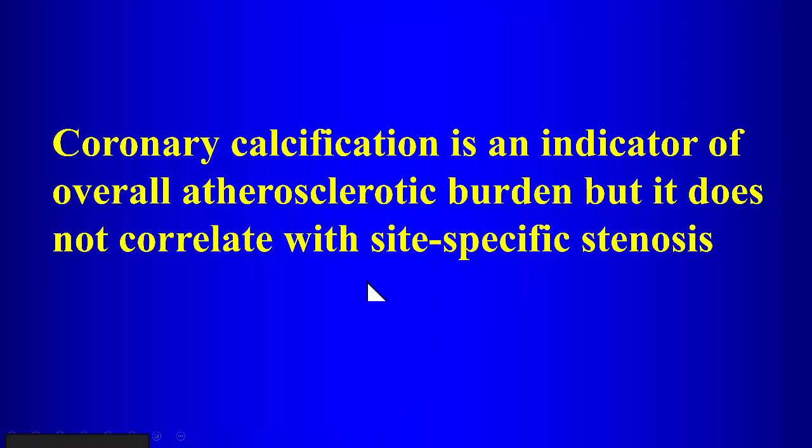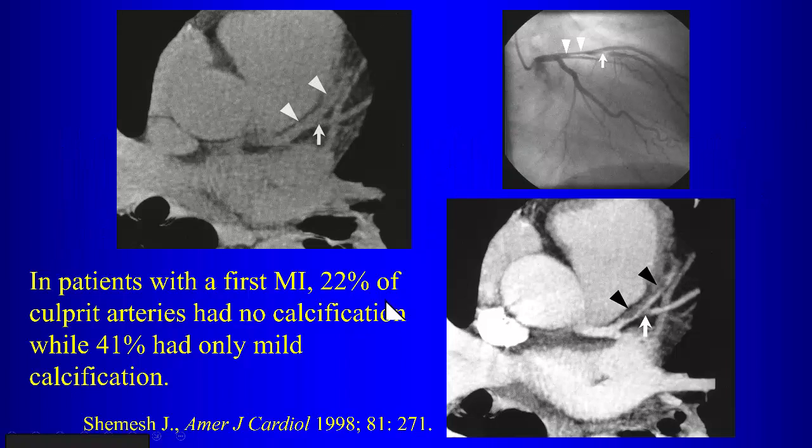So coronary calcification is an indicator of overall atherosclerotic burden, but it does not correlate with site-specific stenosis. In patients who have a first myocardial infarction, 22% of culprit arteries had no calcification. So 22% of the time, the lesion that is causing the infarction is not calcified, all right?